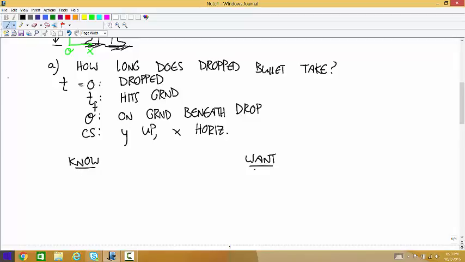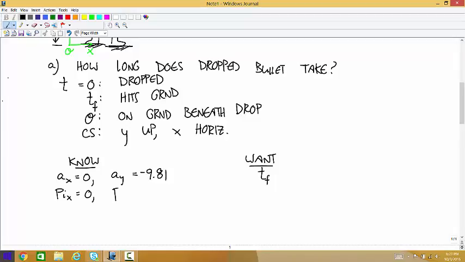Do we know time final? No, that's what we're looking for. Do we know acceleration? Yep, so ax is 0, ay is negative 9.81. Do we know PIX? 0, yep. And please stop me if you have any questions about any of this.